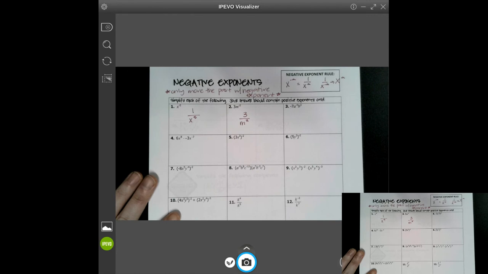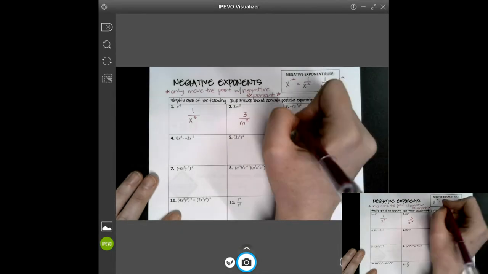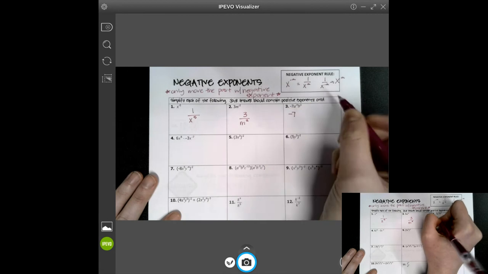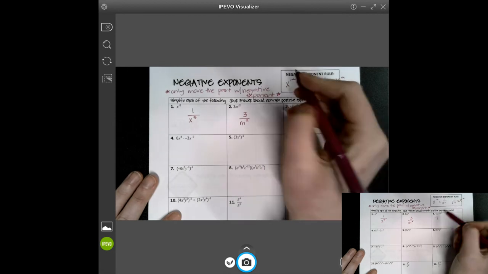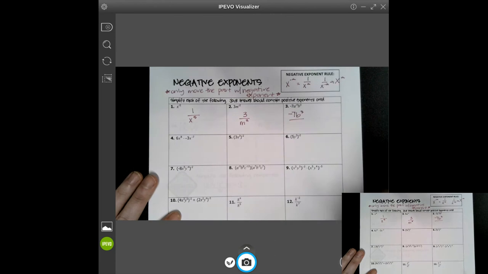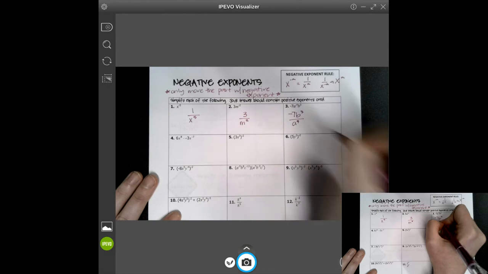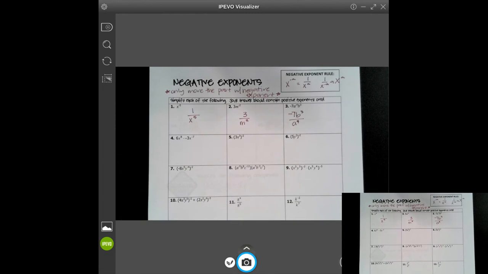So for number 3, it's going to be negative 7, going to stay on the top still. And our b to the third will stay on the top because those have positive exponents, but the a to the fourth is what will move to the bottom because it has a negative exponent. Okay, so give number 4 a shot.